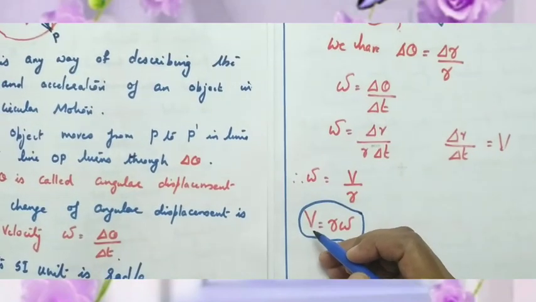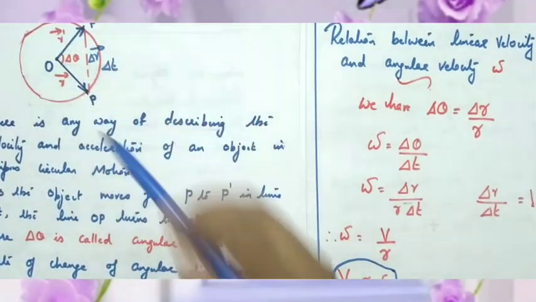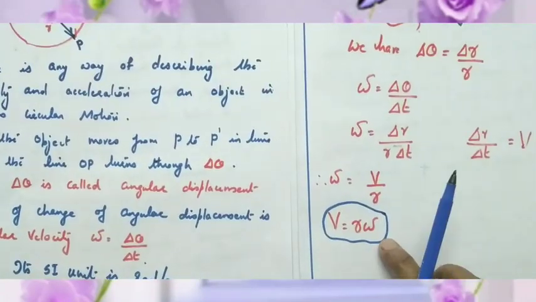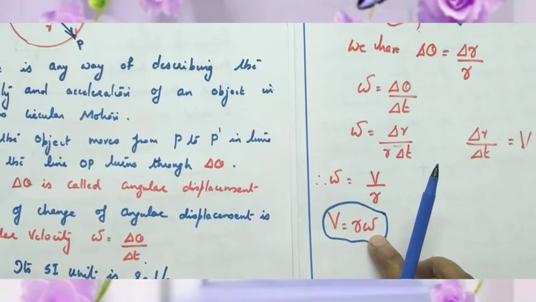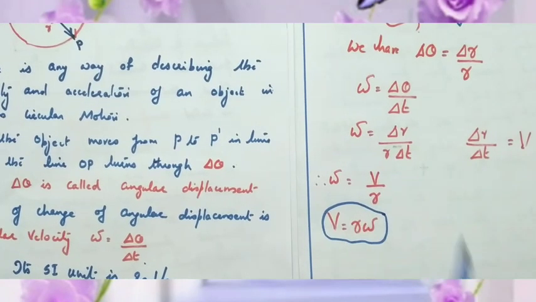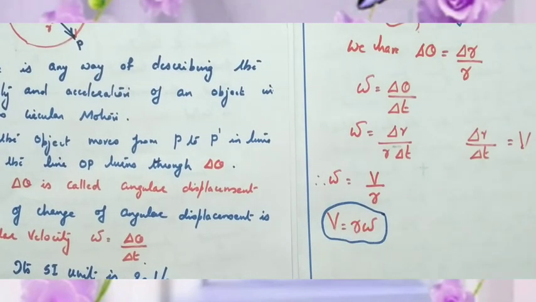V represents the linear velocity, that means the velocity with which the object is moving along the circular path, and omega is the angular velocity. Linear velocity v equal to radius into angular velocity, v equal to r omega. And this is the relation between linear velocity and angular velocity.